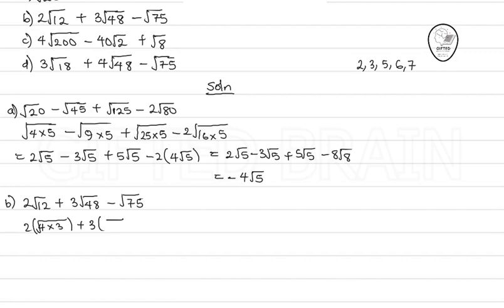48 can be expressed as, well, 2 times 24, but that's not a perfect square. 3 times 16 will give me a perfect square. So I'll say 16 times 3. And so we move further. Minus, for the root 75 now, 2 cannot go into 75, so we try 3 times 25, so 25 times 3.